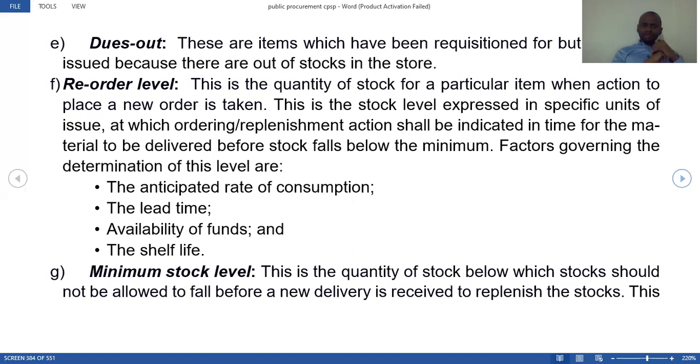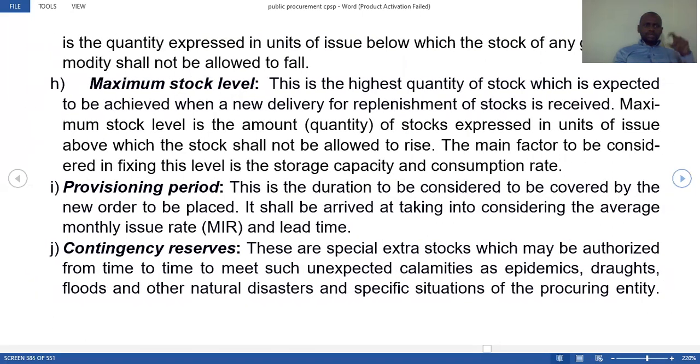Then we have the minimum stock level. This is the quantity of stock below which stock should not be allowed to fall. Once it falls below this minimum level, the next level is the danger level, the red level, which is very, very dangerous. Once the stock is below the danger level, then we say the item is on stock out. Then we have the maximum level. This is the level which stock is not supposed to exceed. If it exceeds this level, then we are saying that this organization has overstocked.